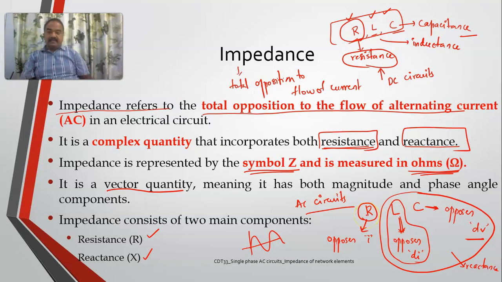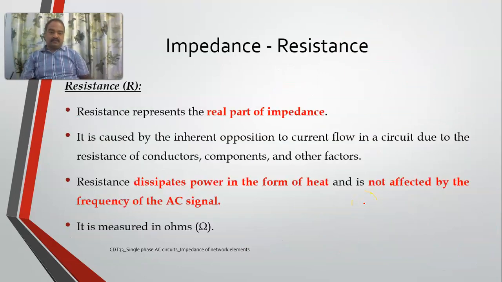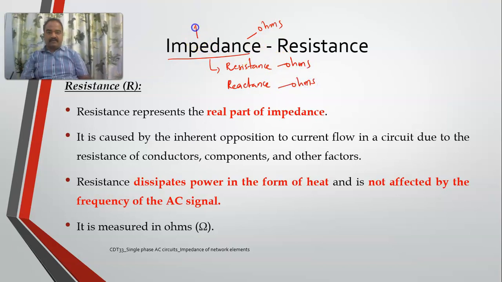Reactance is offered by inductance and also capacitance, and it depends upon how much there is a change. That we will see in the next slide. As already said, impedance consists of two parts. One is resistance, the other one is reactance. The unit of impedance is ohms, resistance is also ohms, and reactance is also ohms. For impedance the symbol is Z, for resistance it is R, and for reactance it is X.